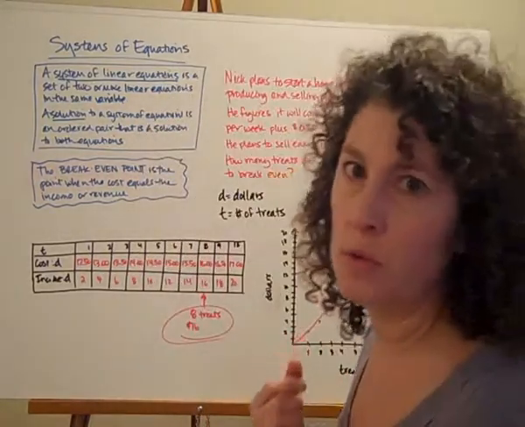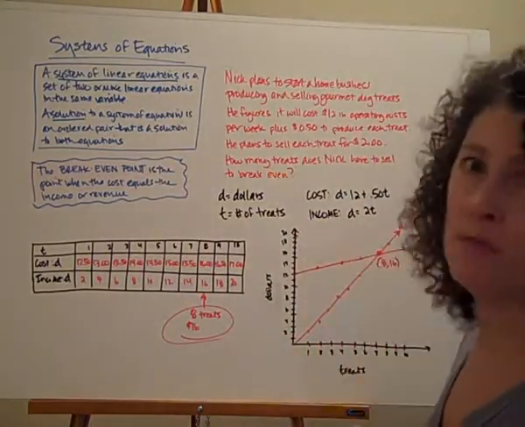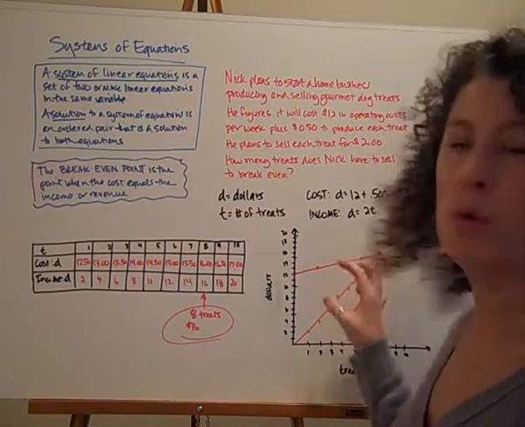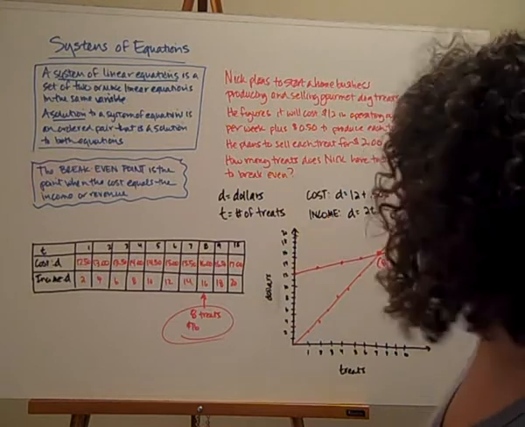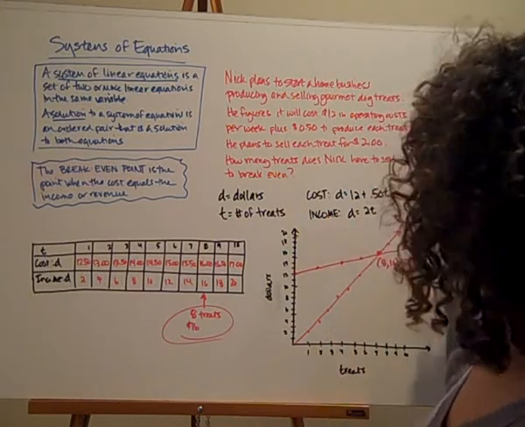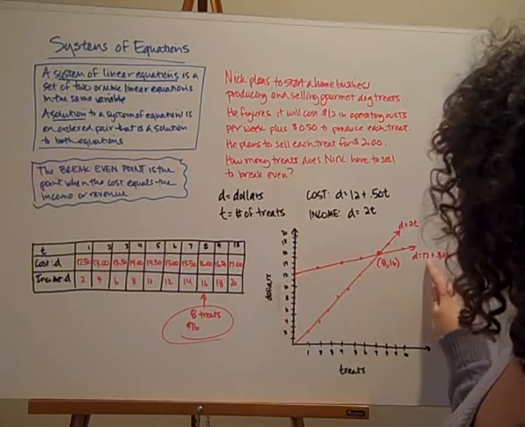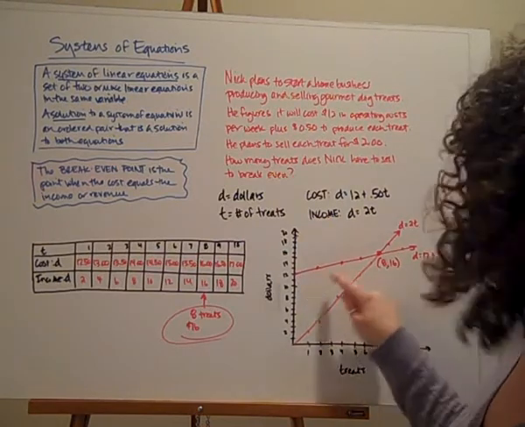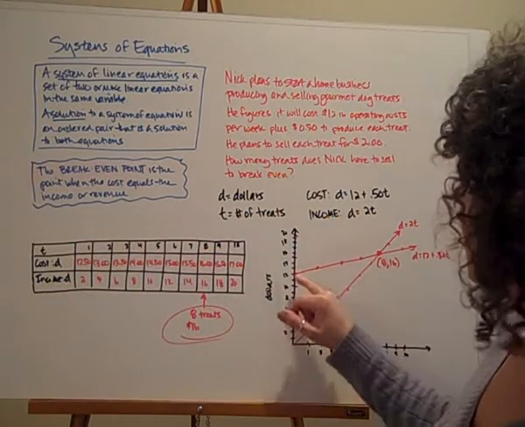So let's go back to something we've been doing with our equations with 2 variables. We've been graphing. Here I have a graph, and I graphed 2 equations on the same coordinate plane, which we haven't done yet. That's kind of new for us. So let's see what happens. I took my first equation, which was how much it costs Nick, d equals 12 plus 0.50t, and I took these ordered pairs and plotted them.